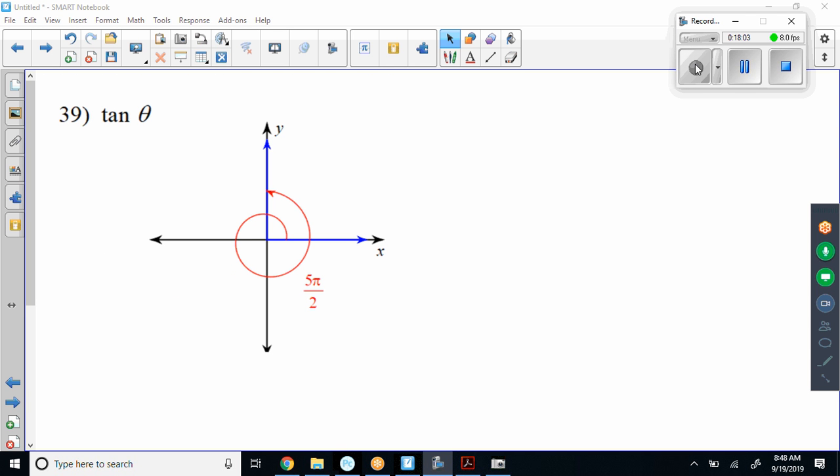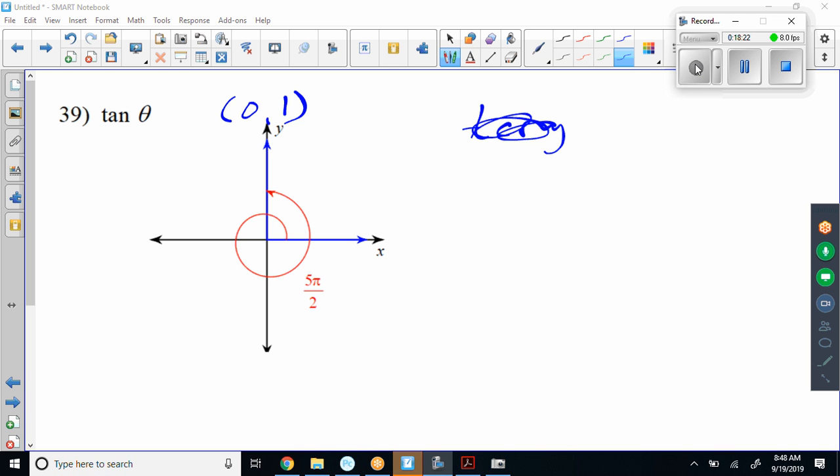Okay, guys, look right here. Hey, you need to look at this because this is very important. This is 5 pi over 2, so it puts it back here, right? What are the coordinates for this? 0, what? 1. What is the tangent? Tangent is what? Y over x. It's really tangent of theta, but y over x, right? 1 over 0, ladies and gentlemen.